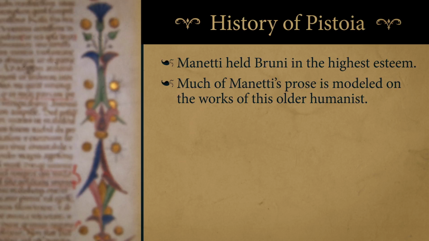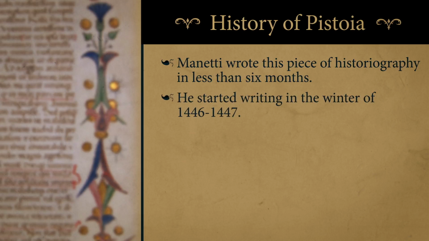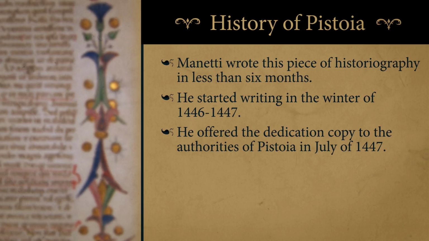The History of Pistoia is no exception, borrowing extensively, in terms of both style and contents, from Bruni's History of Florence. As Manetti says in the preface, he wrote this piece of historiography consisting of 3 books in less than 6 months. After assembling the materials in the fall of 1446, he started writing in winter 46-47, finally offering the dedication copy, now lost, to the authorities of Pistoia in July 1447.